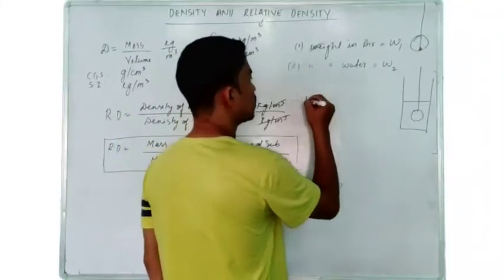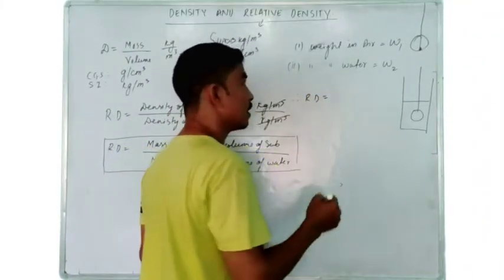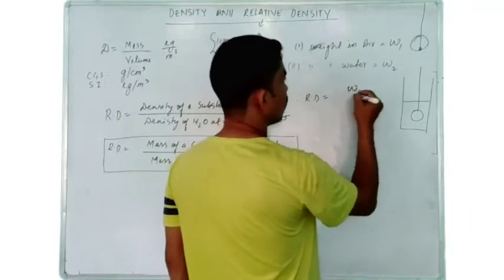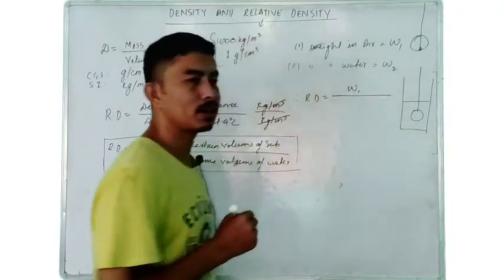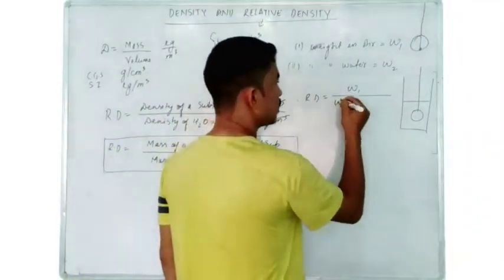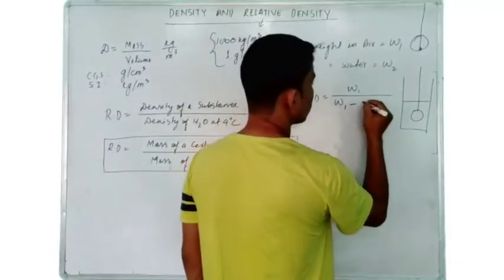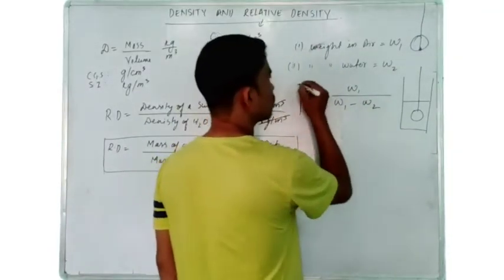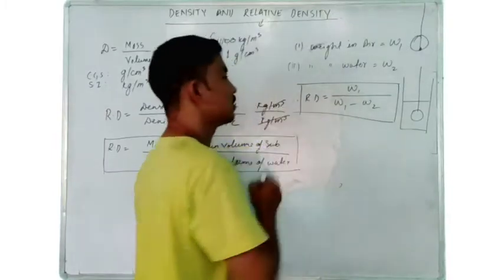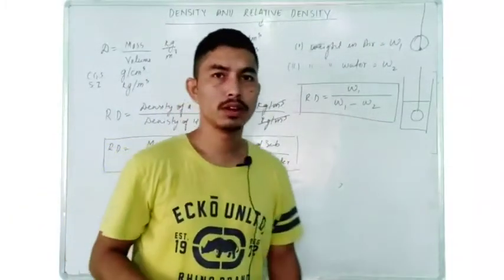So therefore the relative density of the given substance can be calculated by the weight of the body in air divided by the upthrust. That means the weight in air divided by the weight in air minus the weight in water. Okay, so this formula can be used to calculate the relative density of a given substance.